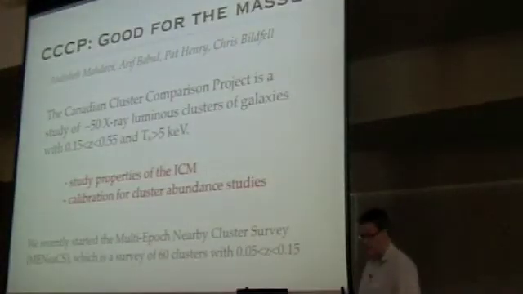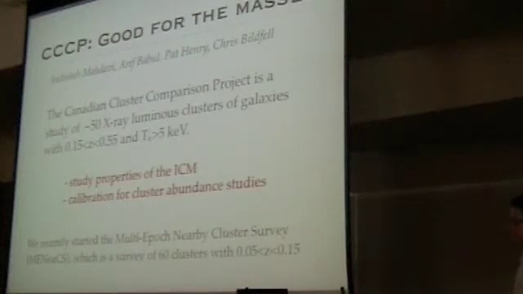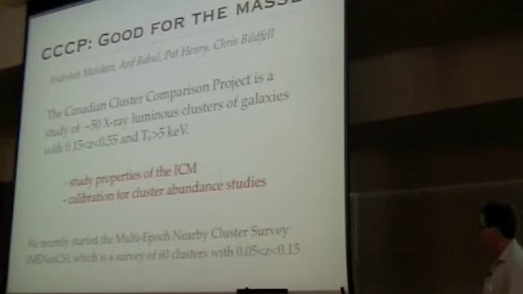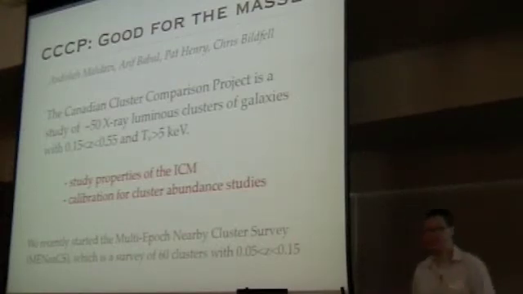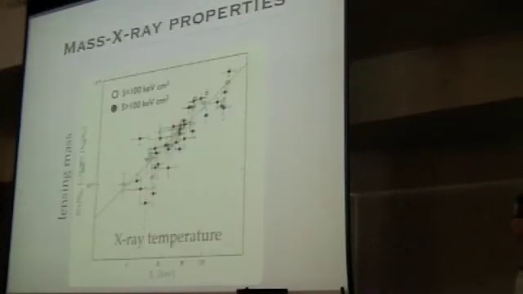And so the study we're finishing up is the Canadian Cluster Comparison Project with Andy Mahdavi, Pat Henry, Chris Fassnacht, and Arif Babul. We basically picked of the order of 50 X-ray luminous clusters of galaxies. We did more or less a temperature selection. And the aim is to study the ICM and also calibrate cluster abundance studies. And recently we actually started a low redshift equivalent to also do this, but also study the properties of dark matter halos in clusters, and actually do a study of type Ia supernova rate as well.